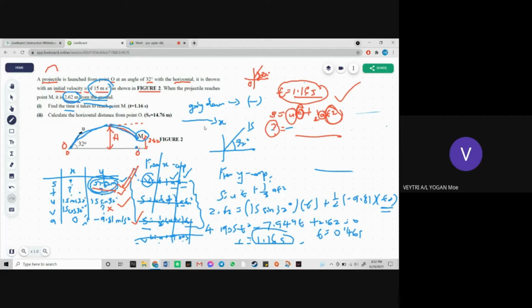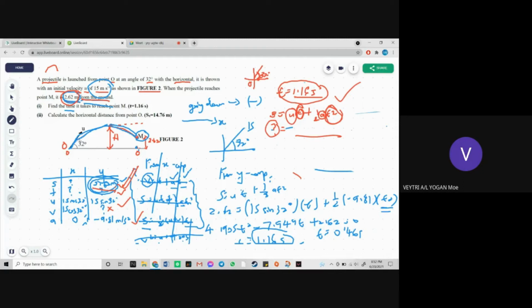Method number 2 yang I cakap tadi is positive negative. Kalau negative, auto reject. Kenapa? Time mana ada negative, right? Okay. Number 3 is, okay, M kamu dekat sini kan? Is your M above? Yes, M is 2.62, clearly over here. 2.62 from the ground. So basically it's above the ground.